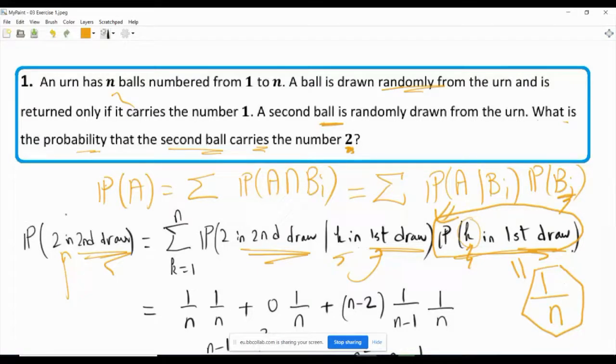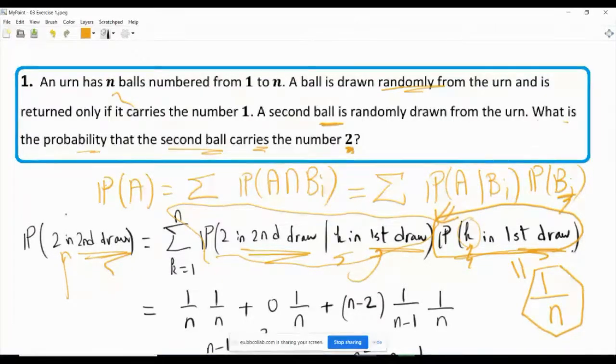Okay, now let's look at the conditional probabilities. What is the probability of getting 2 in the second row given k in the first row? Now the conditioning makes sense, because you can get 1 in the first row or 2 or 3 or up to n. So the events you are conditioning on all have probability 1 over n, and so that's a strictly positive probability for any finite n. Okay, so this conditional probability will depend on k.